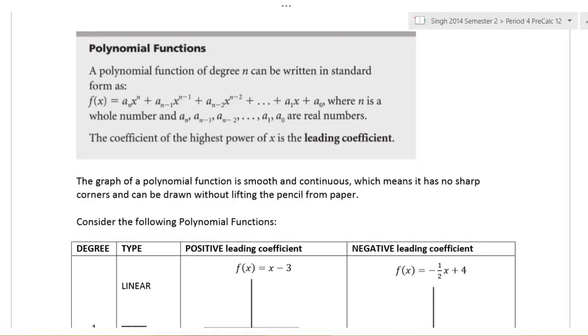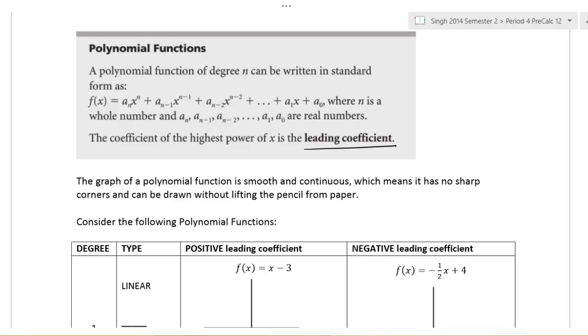Definitions of what a polynomial function is. A polynomial function of degree n can be written in standard form such as a_n x^n plus a_(n-1) x^(n-1), and so on and so forth. And what that's basically saying is you're writing a polynomial in descending order with the highest power of x at the front and the lowest power of x at the end. The coefficient of the highest power of x, we call that the leading coefficient. That's what we're going to be working with a lot in this lesson.